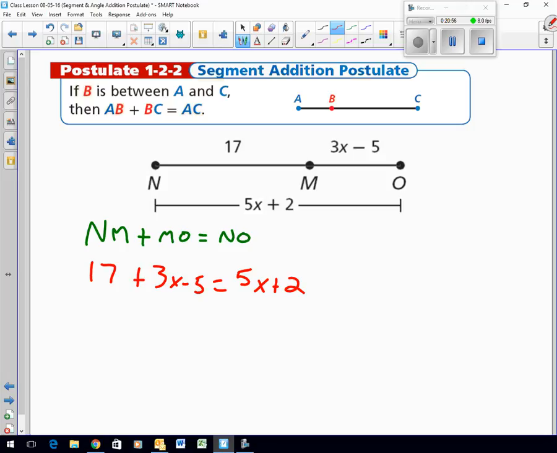Combine like terms. Cool. What are the like terms on the left side of the equation? Got me? 17 minus 5 is how many? 12. 3x plus 12 equals 5x plus 2.